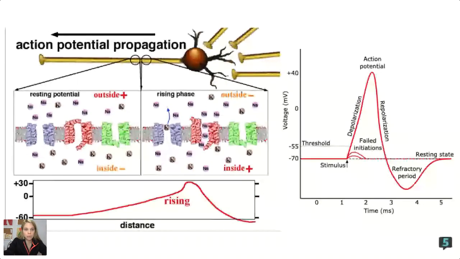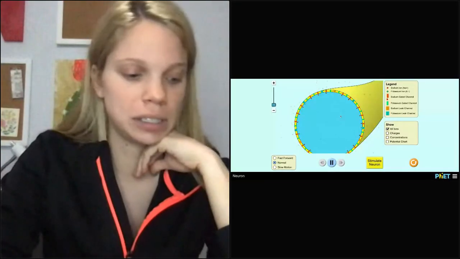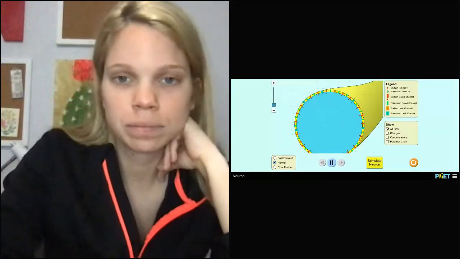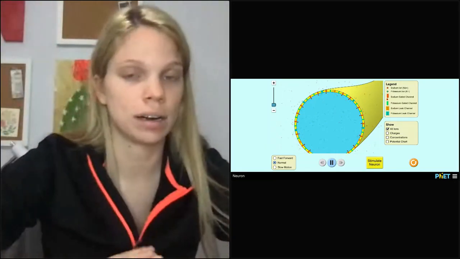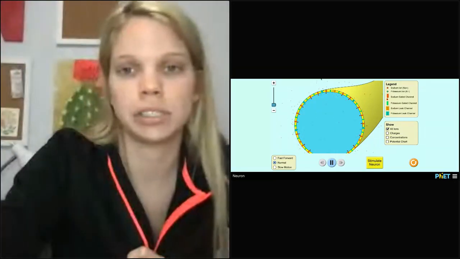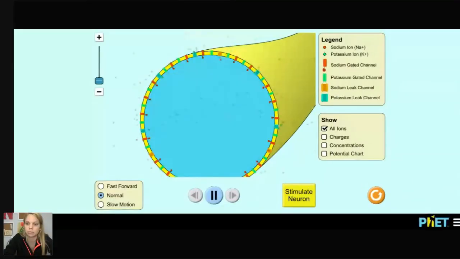And if you really want to get the basics of what we need to know, then I will show you yet another simulation. This is another free one on the internet. It's called PhET. I'll have it linked in here so you can see it. And so in here, this is like a cross section of an axon. So it's like we chopped it in half so you can see it. And so let me make this a little bigger for y'all.